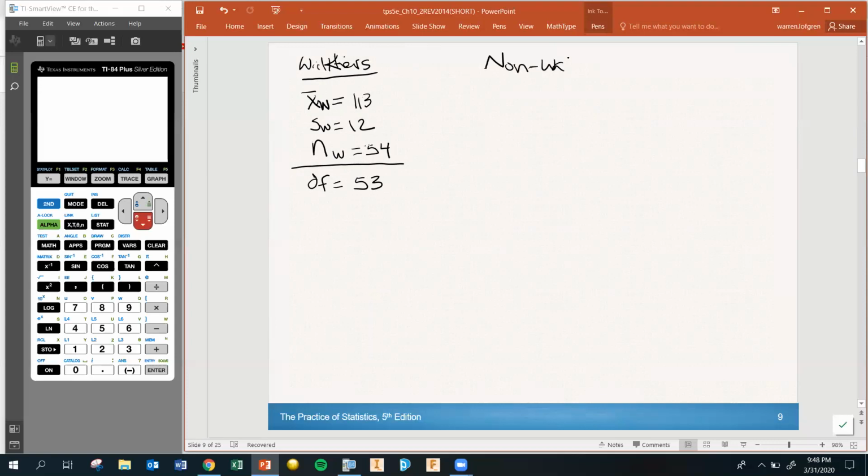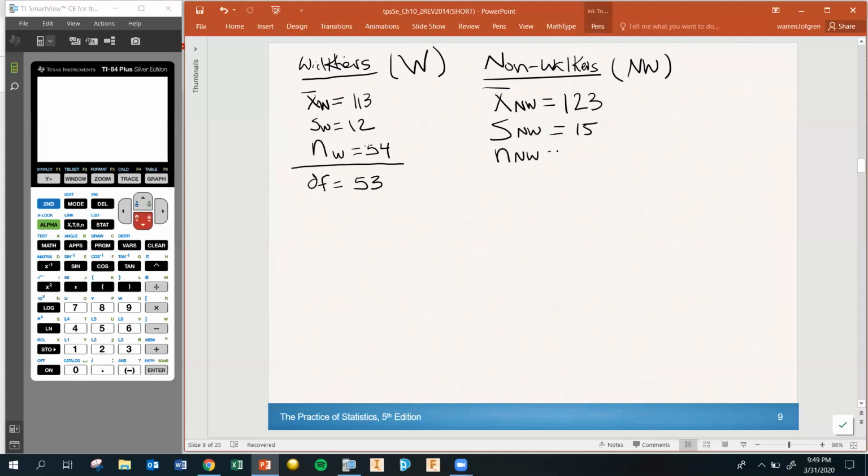I'm going to make a group over here, the babies that do not use walkers, so the non-walker group of kids. Remember, those are W's. Over here, I'm going to use NW's for them. And let's record the same statistics. The sample mean for the group of babies that didn't use the walkers was 123. So the sample shows they have a higher average. The question is going to be, though, just because they have a higher average in the sample, what do we think is true about the difference between these groups and the entire population? The standard deviation of these scores for the babies that did not use walkers is 15, and the sample size was just a little bit bigger at 55. Now that means that this sample has a degree of freedom of 54. Okay, so that's my evidence.